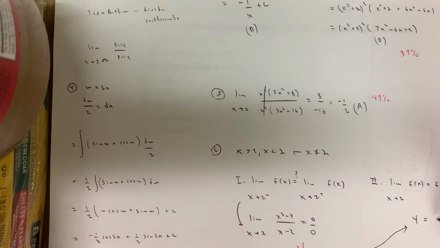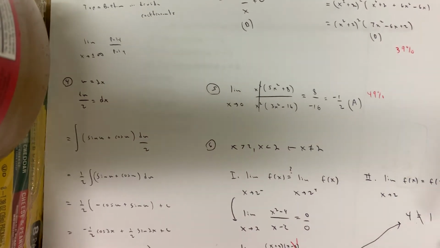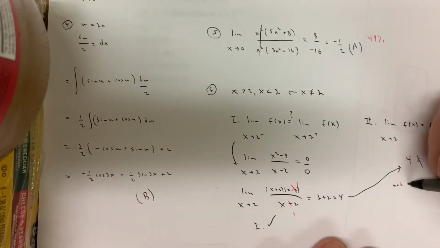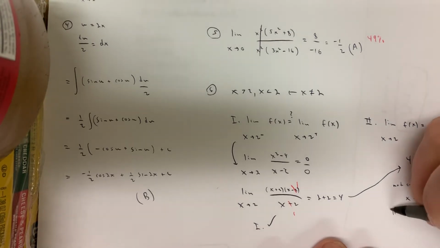And 4 is not equal to 1. If that was true, the cheeseburger I ate yesterday, I really could have ate 4 cheeseburgers. It'd be the same thing as eating 1 cheeseburger. That's not true, all right? So we know the function is not continuous at x equals 2. So we know that Roman numeral 2 is no good.